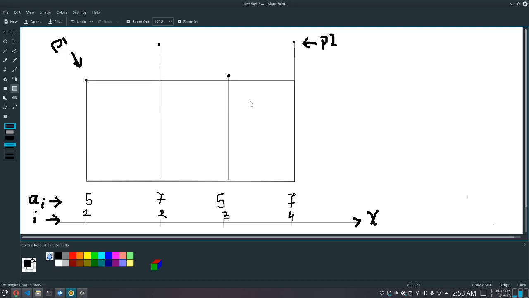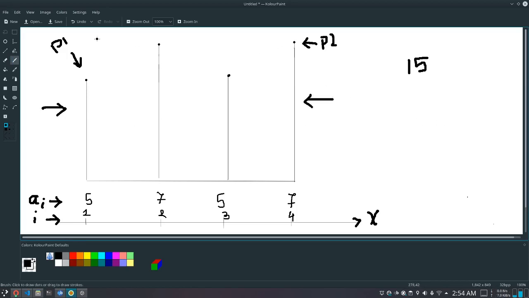So what is the area of this rectangle? That's nothing but the minimum height of the two lines multiplied by the difference between the two x coordinates. So that comes out to be 5 into 3, which is 15. Alright, now what we are going to do is we are going to move the pointers. We are going to keep on moving the pointers till P1 and P2 are right next to each other. Okay, so we move P1 to the right and we move P2 to the left.